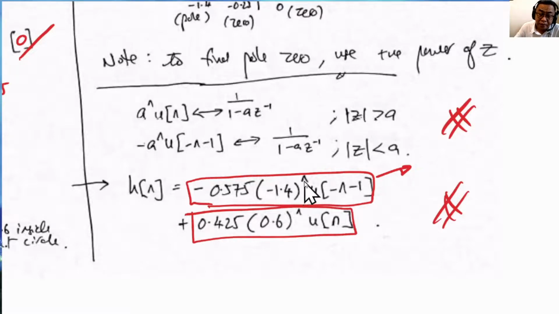Anyway, what you realize is that because n is getting more and more negative, minus 1.4 to a negative power becomes smaller and smaller, and hence this will become smaller when it goes to negative infinity. This one only starts at n equals 0 and will become smaller as n goes to positive infinity. So the whole thing becomes 0 at both ends of the time index n, and therefore it is absolutely summable, and therefore the system is stable.